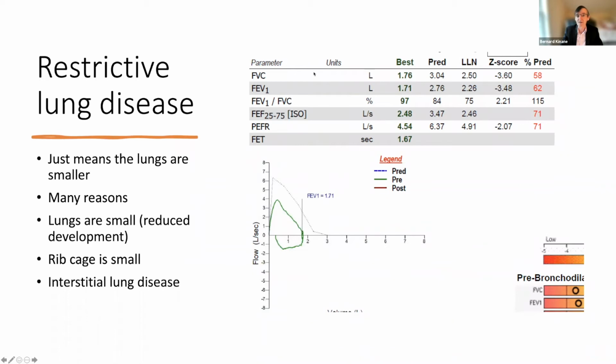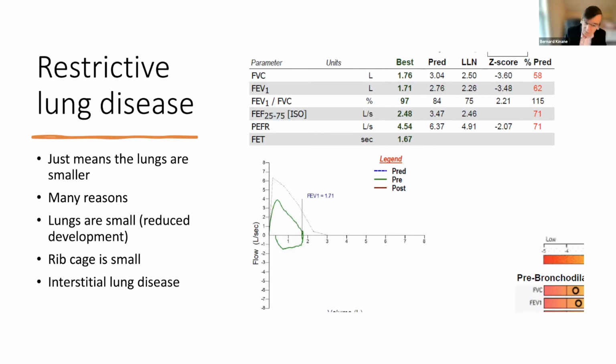And what you can see here is all the air that you can blow out of your lungs. In this patient, you can see it's 58% predicted. FEV1 means how much air you can blow out of your lungs in 1 second, and you can see it's 62%. So what you're seeing is the amount of air that you can breathe out of your lungs is reduced. So that is called restrictive lung disease.